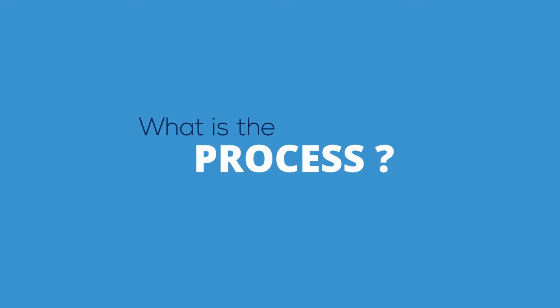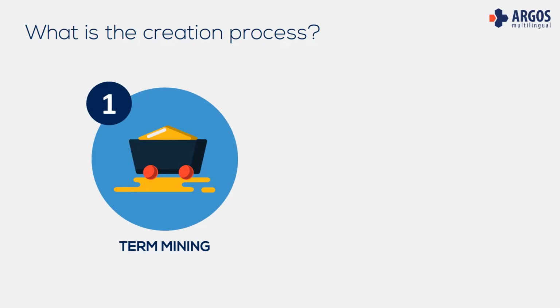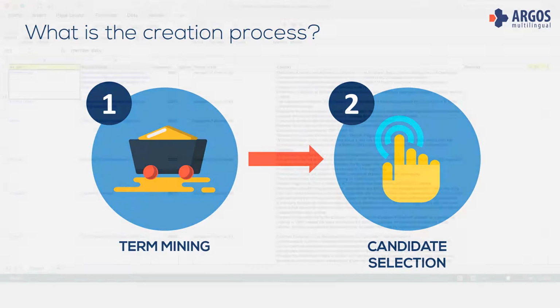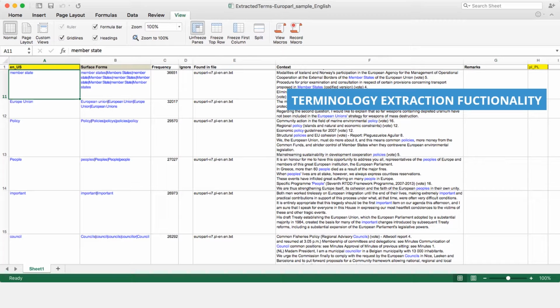The initial creation phase for terminology is split into 2 parts. The first of these is called term mining and is the process of extracting terminology candidates. This is usually done automatically through either specialist tools or through functionality found in many CAT tools. The second part of the process is candidate selection, which is usually a human process. A terminologist goes through the list of automatically extracted terms in order to establish which should be counted as genuine terminology.